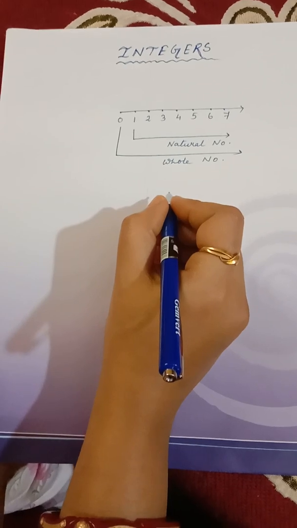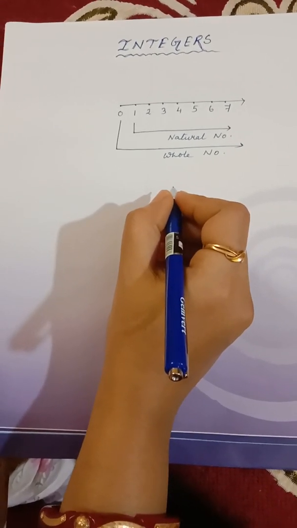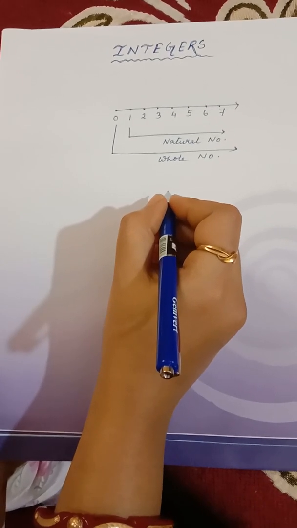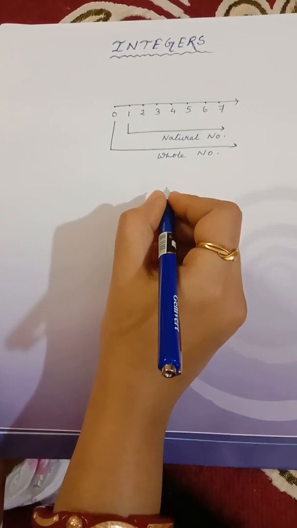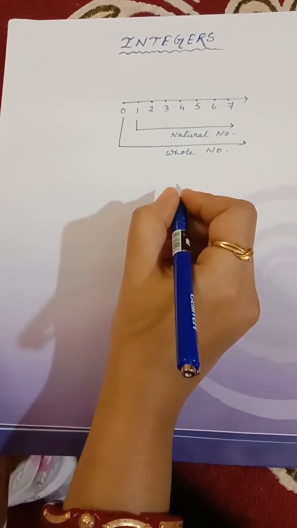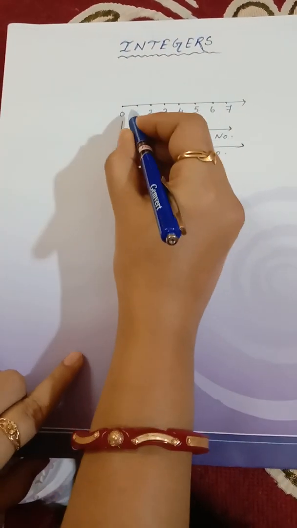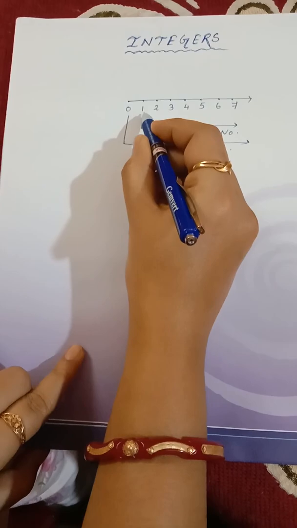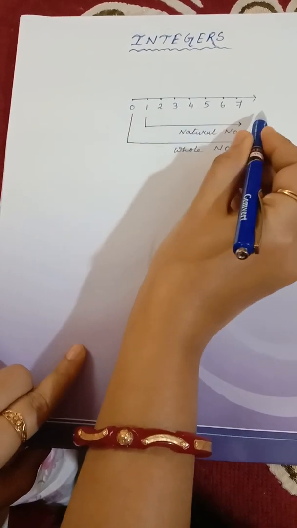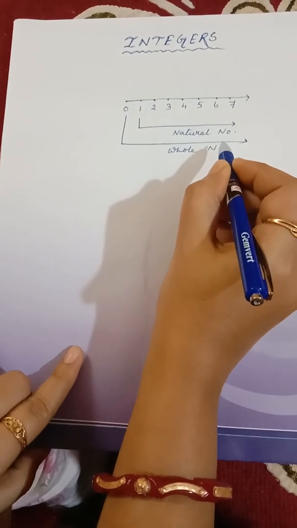Today in our math session, we are going to start the chapter integers. You know that natural numbers are the numbers which are positive and include the numbers from 1 to infinity. So here you can see in the number line from 1 to infinity, these numbers are known as natural numbers.